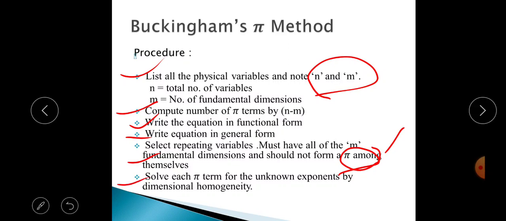Then what happens? We solve each pi term for the unknown exponents by dimensional homogeneity. So again we apply the principle of dimensional homogeneity and we solve each of the terms independently.